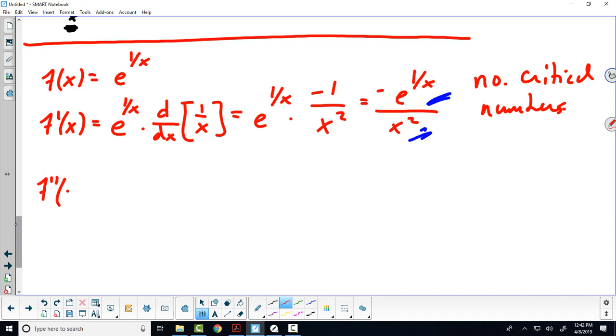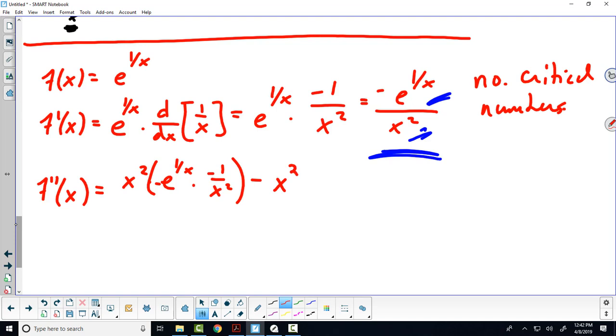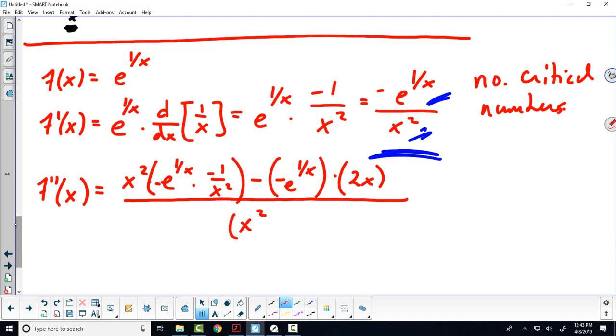Now let's look at the second derivative. To do this, we're going to have to do the quotient rule. So let's go back to this formulation of it. Taking the quotient rule on the first derivative, we've got the bottom times the derivative of the top, minus the top function, which was minus e to the 1 over x, times the derivative of the bottom, which is 2x, all over the bottom function, x squared. The derivative of minus e to the 1 over x is minus e to the 1 over x times minus 1 over x squared.